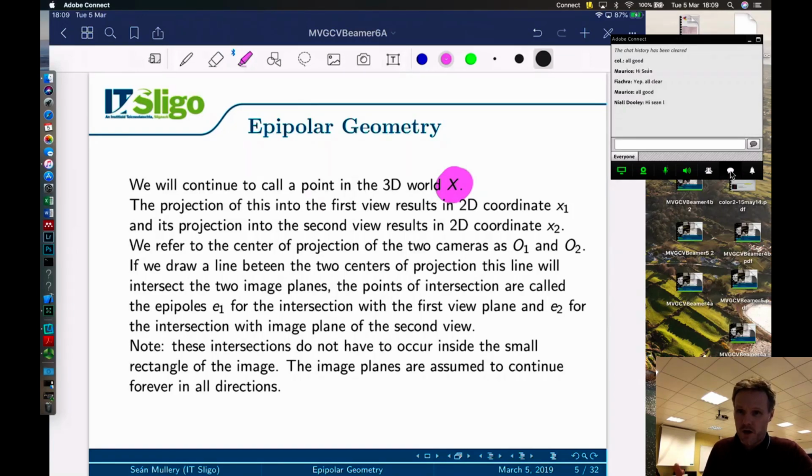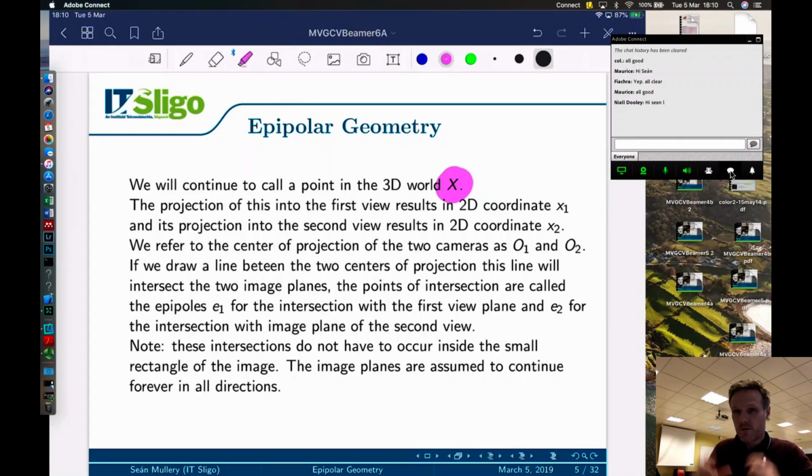So we have the origin in one camera and the origin in the second camera, which, as we spoke about last week, we would normally assume as being the pinhole of the camera. If we draw a line between the two centers of projection, this line will intersect the two image planes. The points of intersection are called the epipoles, which is where the idea of epipolar geometry comes from. So epipole E1 for the intersection with the first image plane, and E2 for the intersection with the image plane of the second view. One thing to note is that these intersections do not have to occur inside the small rectangle of the image.